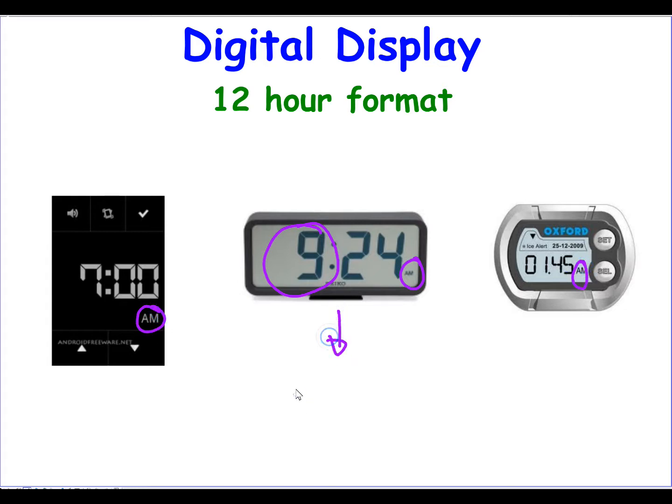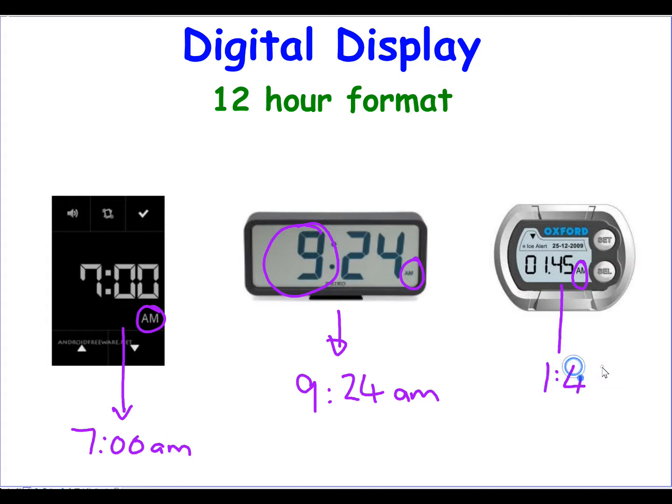So this clock here shows 9:24 AM. So 9:24 in the morning. This clock is 7 in the morning. And this one here is 1:45 in the morning.